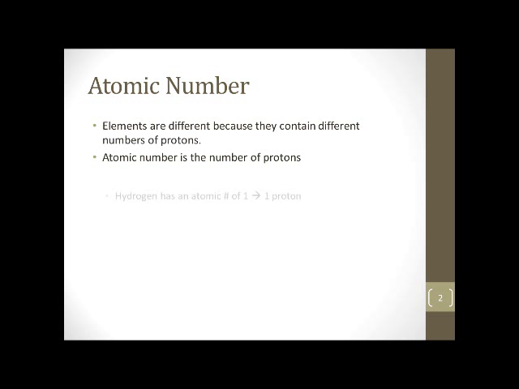For example, hydrogen has an atomic number of 1. Therefore, it has 1 proton. So atomic number of 1, 1 proton, that's what makes it hydrogen. Another example is oxygen. Its atomic number is 8, so it has 8 protons. And that's how it is for everything. Helium has an atomic number of 2, so helium has 2 protons.